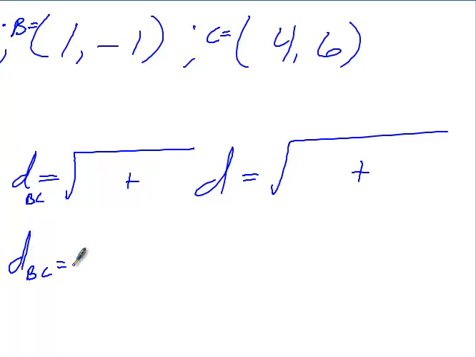Okay, same thing, B and C. What's 1 minus 4? Negative 3 squared is 9. What's negative 1 minus 6? Close. Negative 1, take away 6 more is negative 7. Squared is 49. What's 9 plus 49? 58.